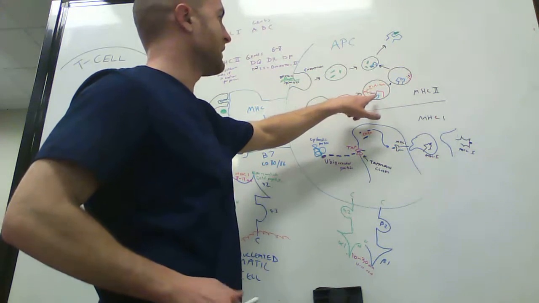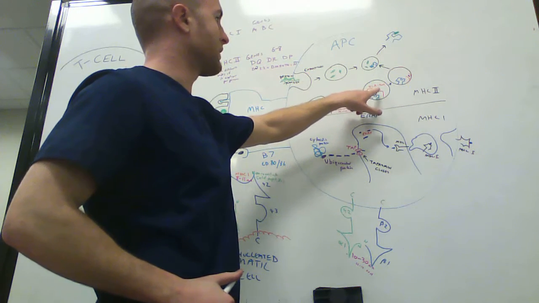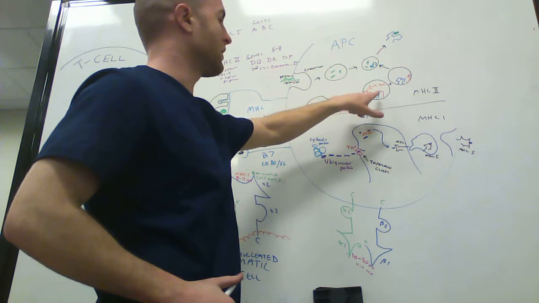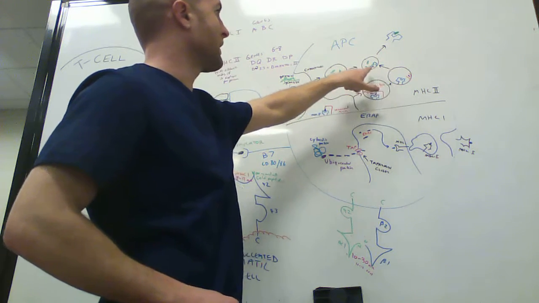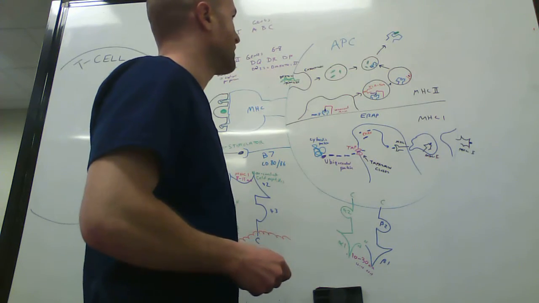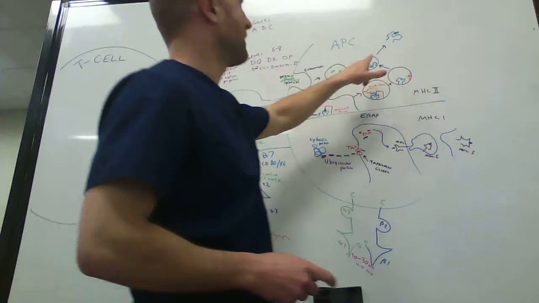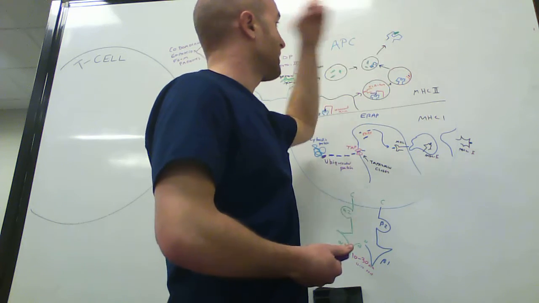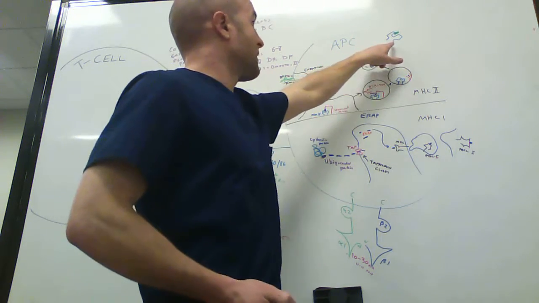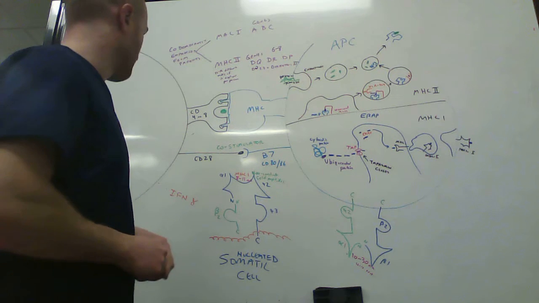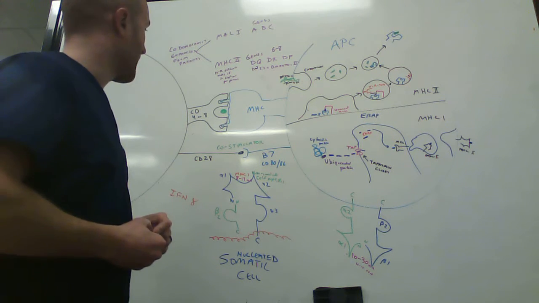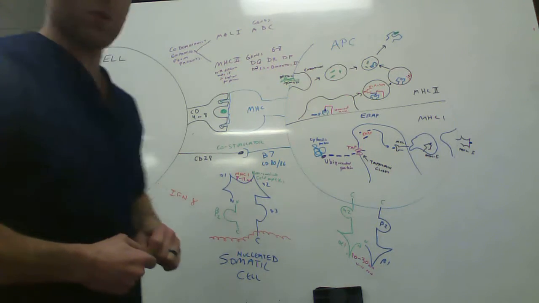The HLA-DM, I believe, breaks apart this invariant chain and removes the clip out of there, and then the MHC2 binds to the protein antigen, and then it is manifested on the outside of the cell, MHC2 presentation. And that is the majority of the lecture.